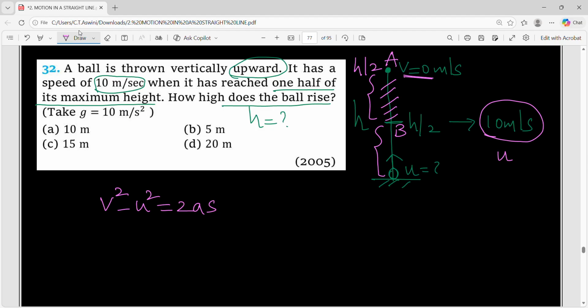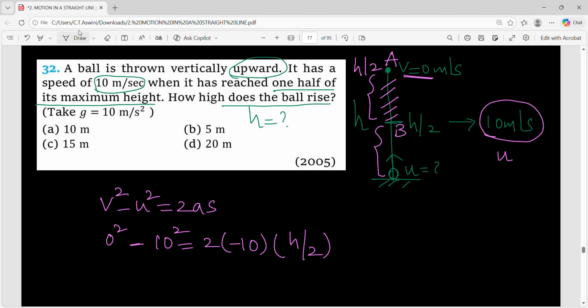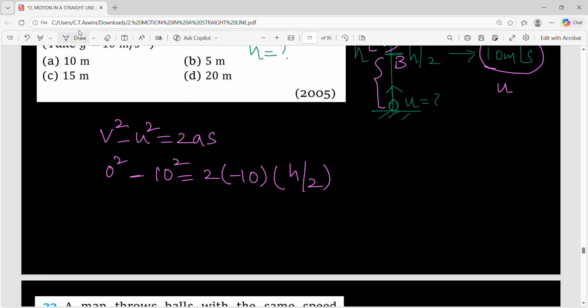Now this time the body is moving upward. So everything is positive except acceleration. So v square is 0 square, u square is 10 square, 2 into acceleration is minus 10, and s is how much? It is half the height. We are applying it for the B to A journey.